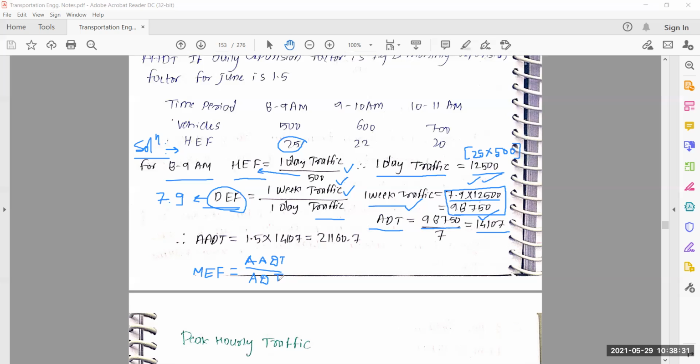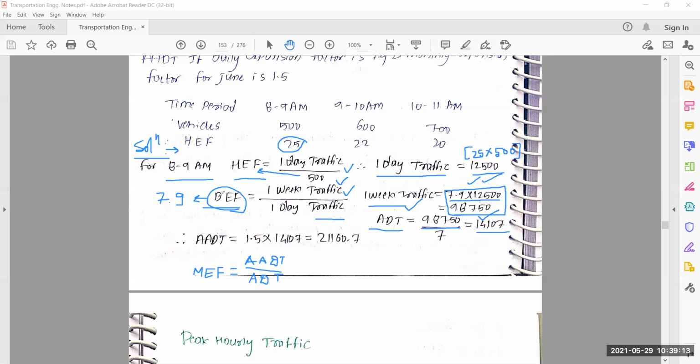So here we see our hourly expansion factor is equal to 1 day traffic divided by traffic for a particular hour. Between 8 to 9 a.m., the total number of vehicles for that hour will be given to us. So we find in that way. Also, 1 day traffic we find by multiplying HEF with the total number of vehicles for a particular hour, 25 into 500, which will give us 12,500.